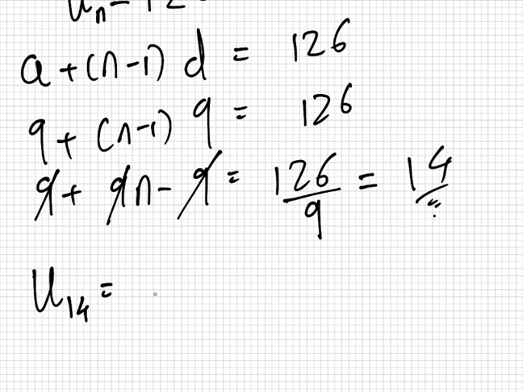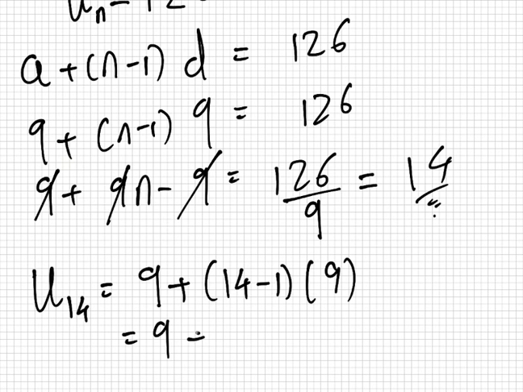U14 equals a plus n minus 1 times d. So that's 9 plus 13 times 9, which is 126. So there are 14 terms in this sequence, starting at 9 and finishing at 126. So there are 14 terms.